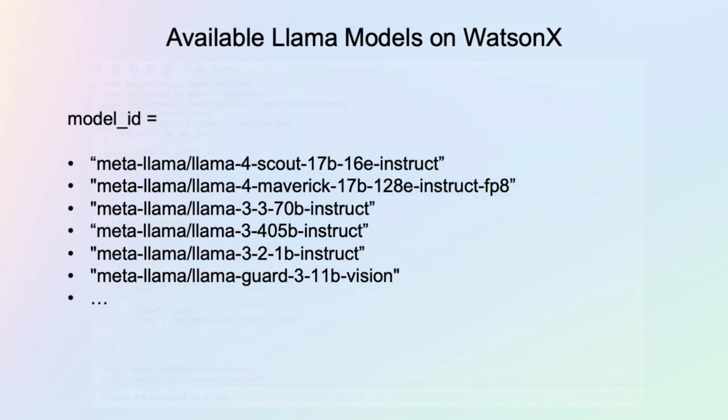Here are some of the available model IDs. Scout, Maverick, Llama 3.3 70B, Llama 3 405B, Llama 3.2 1B, which is the smallest one. There are many others, also other models like Llama Guard, etc., that we're going to talk about a little bit later.